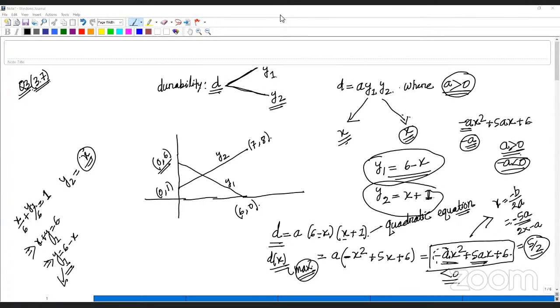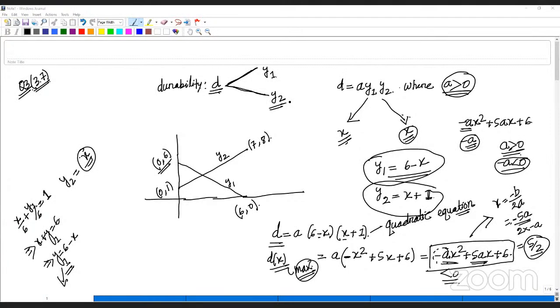Yes, sir. Activity 4, question number 1. Activity 4 means 3.4, question number 1, right? Yes. I have already. Okay, sorry. This is 3.5.